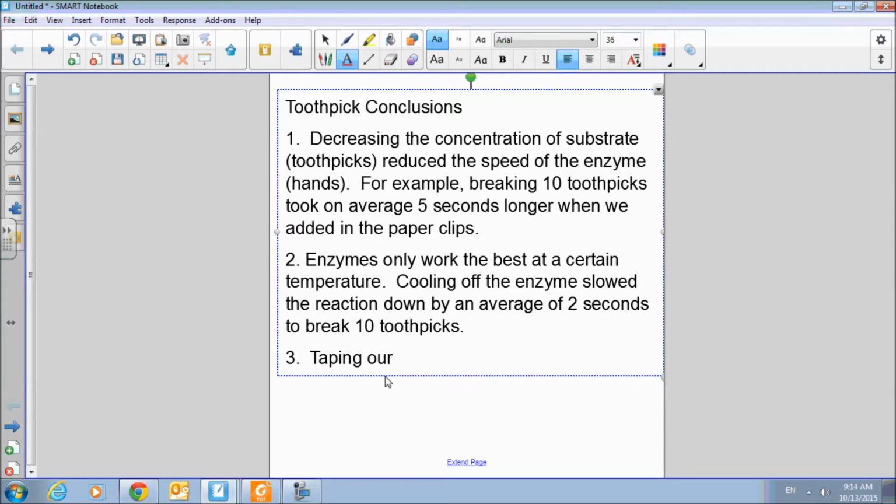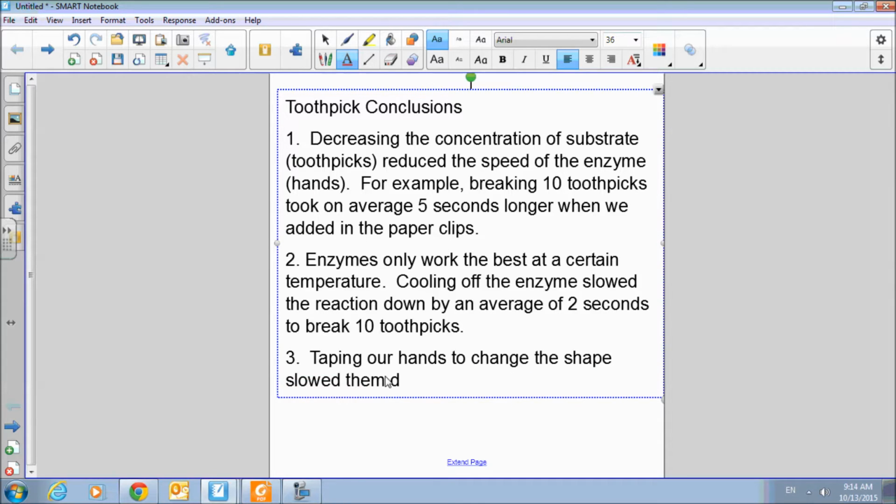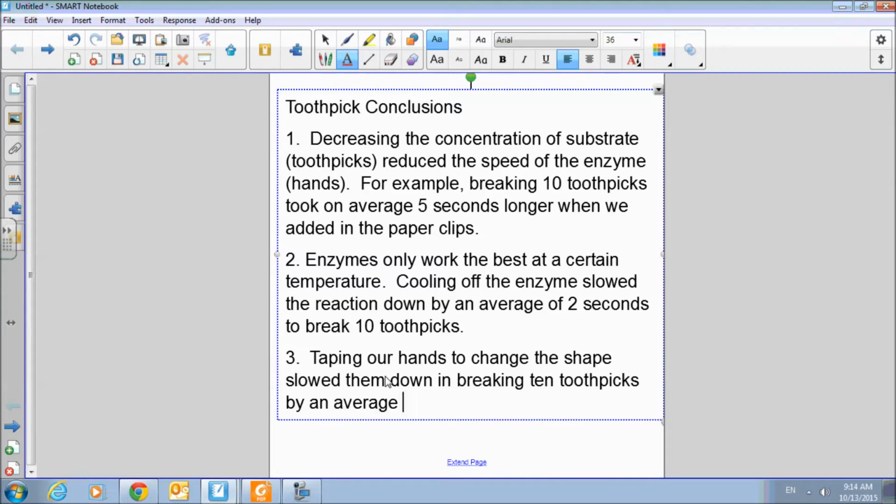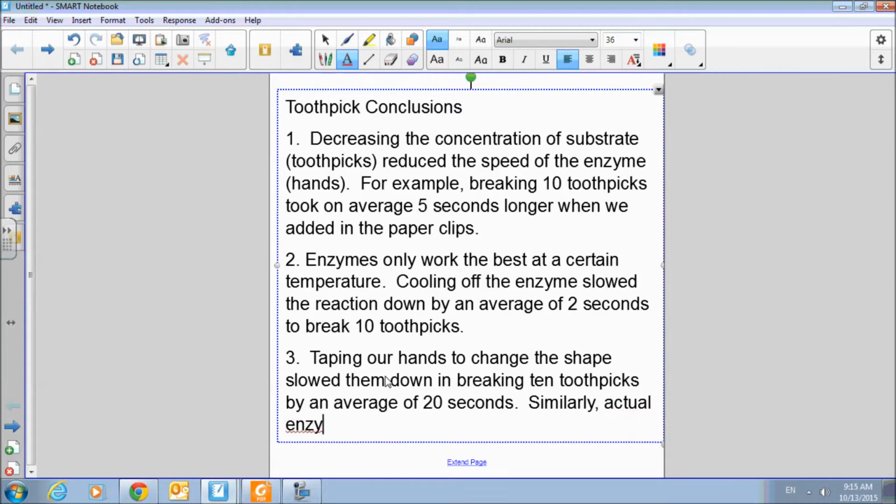Taping our hands to change the shape slowed them down in breaking 10 toothpicks by, let's say, an average of 20 seconds. Similarly, actual enzymes will not function as well if their shape is damaged.